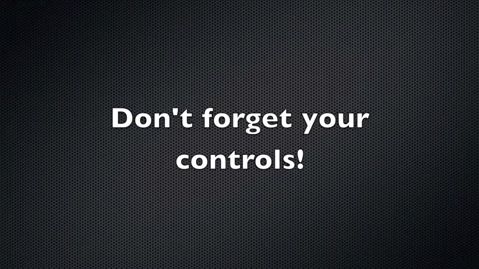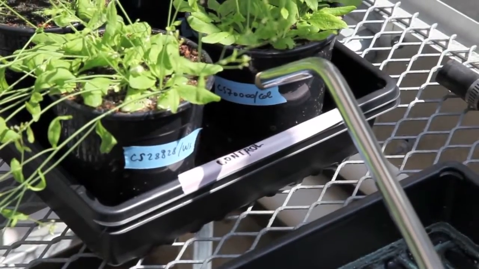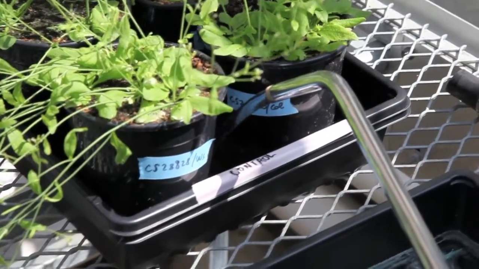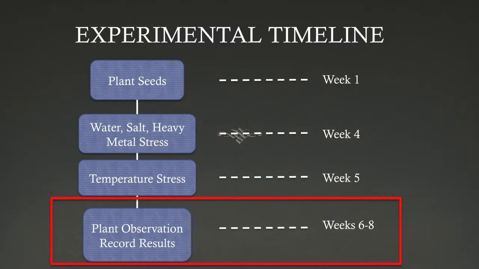Make sure to not forget your controls. Keep them in normal growing conditions and remember to water them regularly. They will be critical in analyzing your results later on. For the next couple of weeks, observe your plants looking for the effect of your treatments. These effects should be most obvious around week 7 to 8.